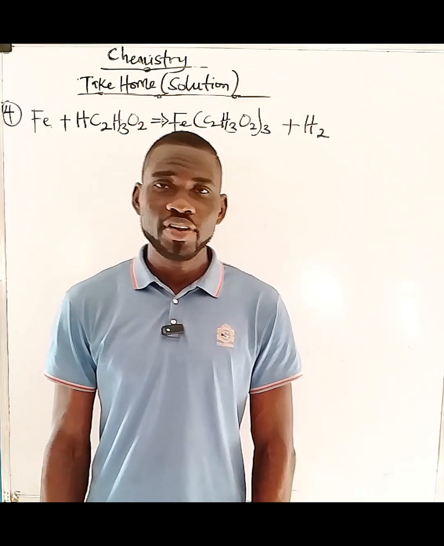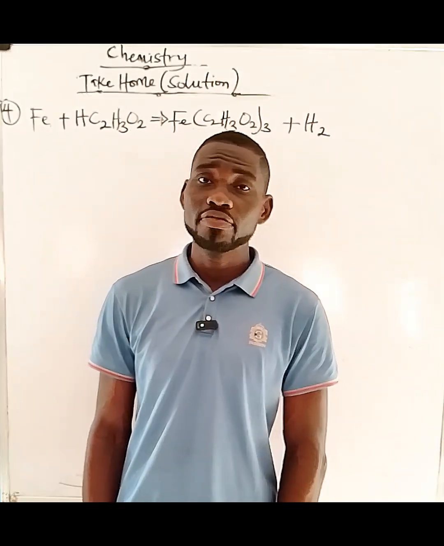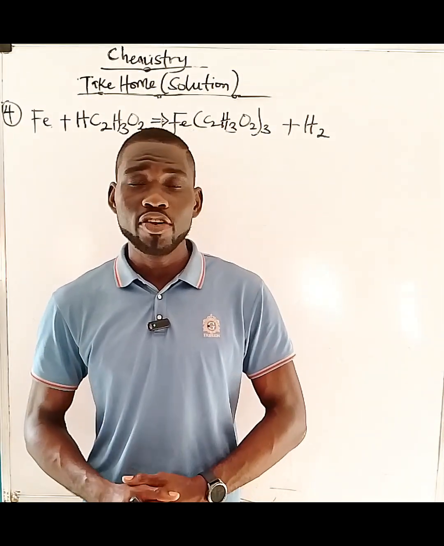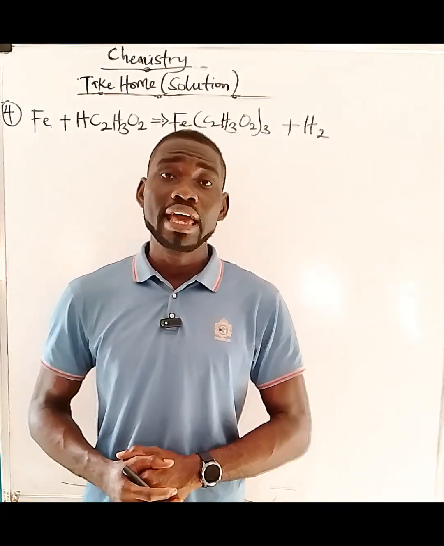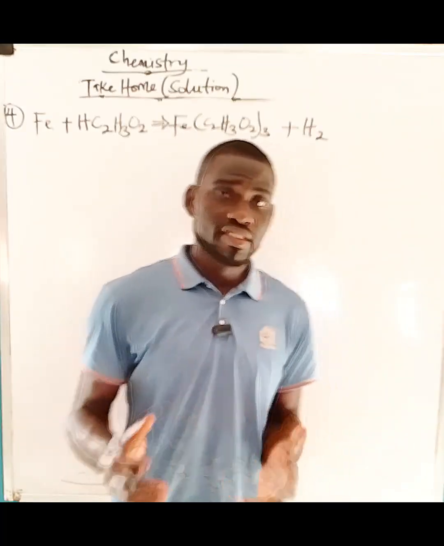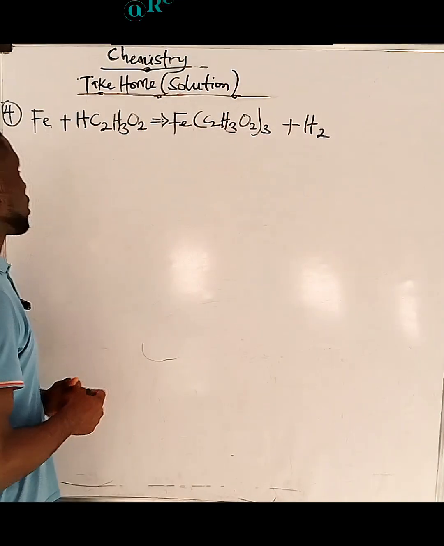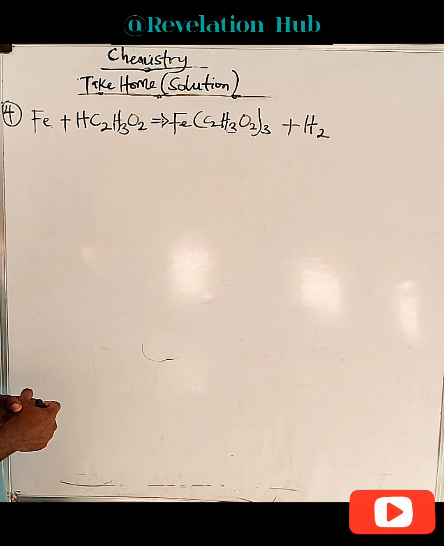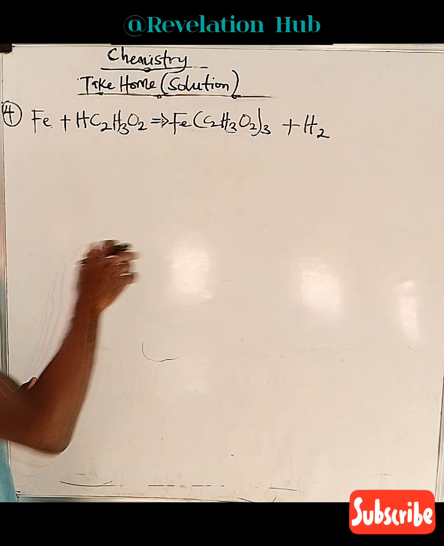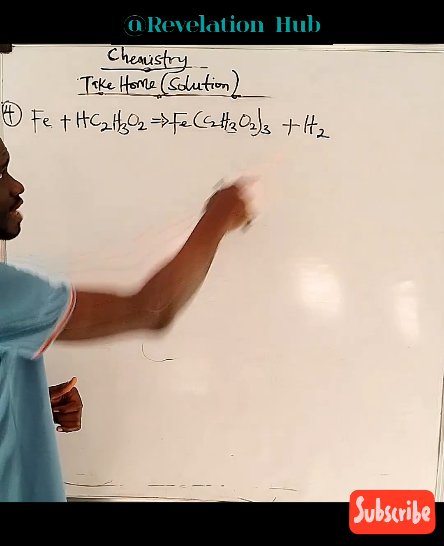Hello guys, in this lesson, we are going to be solving the fourth and final question we were given as a take-home in our previous lesson on balancing of non-redox chemical equations. So let's see how many solve this question right. Here we are asked to balance Fe plus HC2H3O2 equals Fe(C2H3O2)3 plus H2.